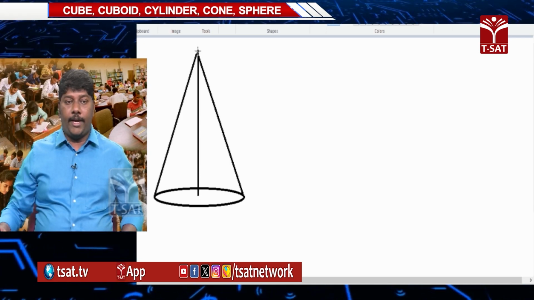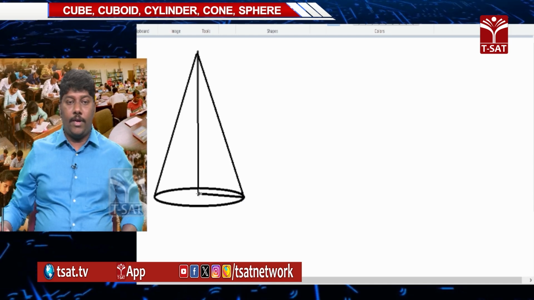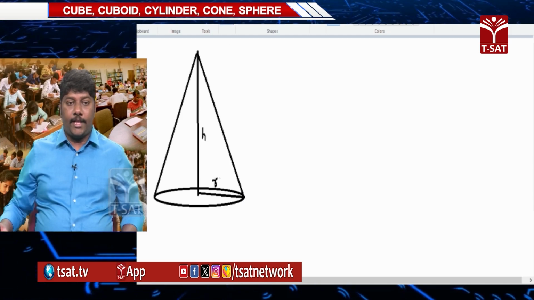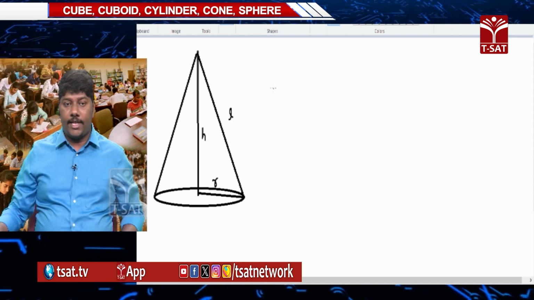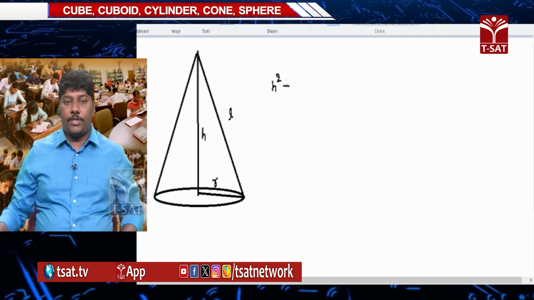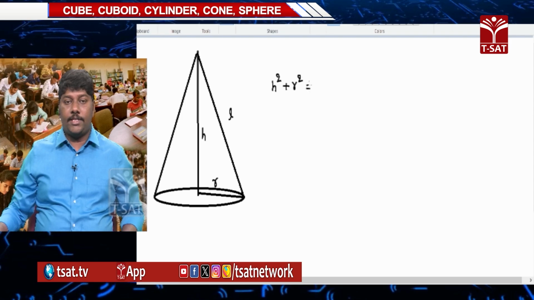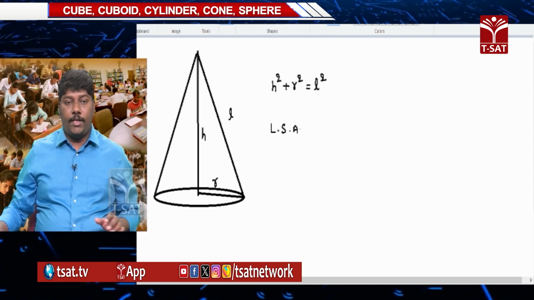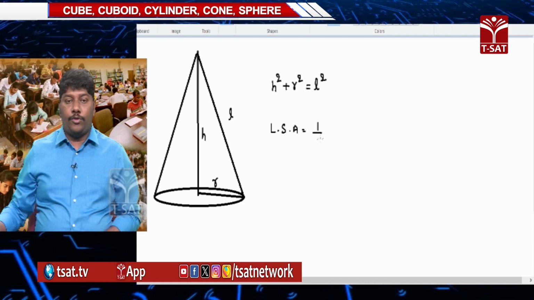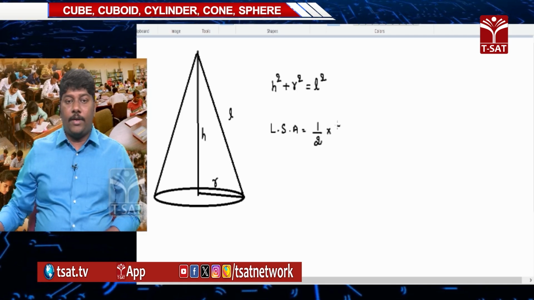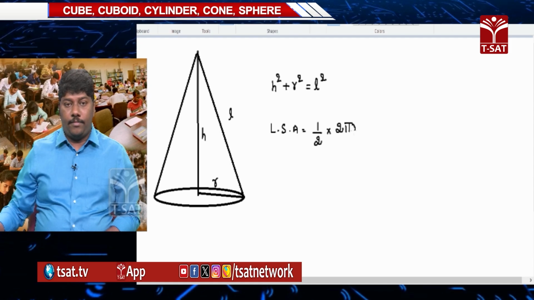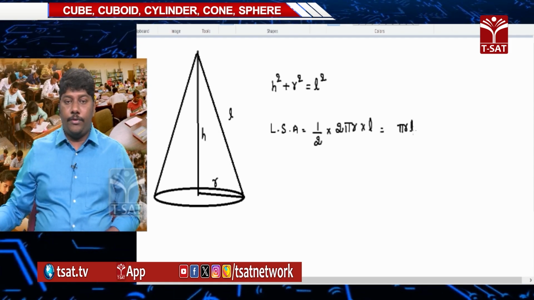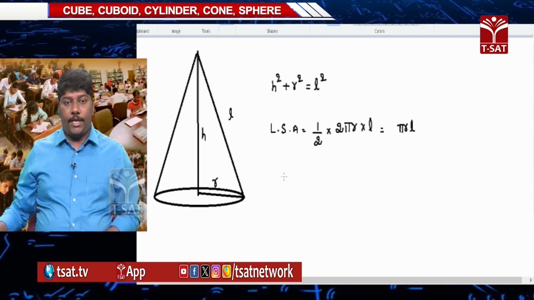For this you will have the height of the cone, the radius of the cone and the slant height of the cone. So, this is height, radius and the slant height. The relation between height, radius and the slant height is h square plus r square is equal to L square, where L is the slant height. Lateral surface area of a cone or a pyramid is half into base perimeter, meaning circumference of a circle 2 pi r, into slant height which is L. Pi r L gives you the lateral surface area of a cone.